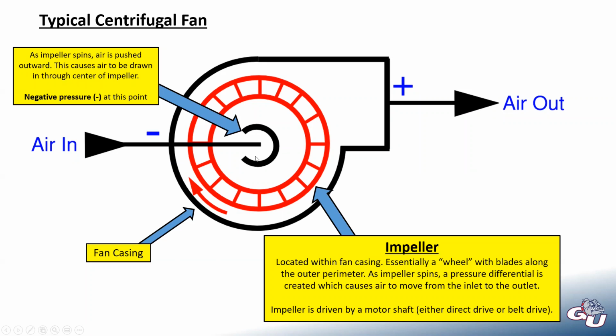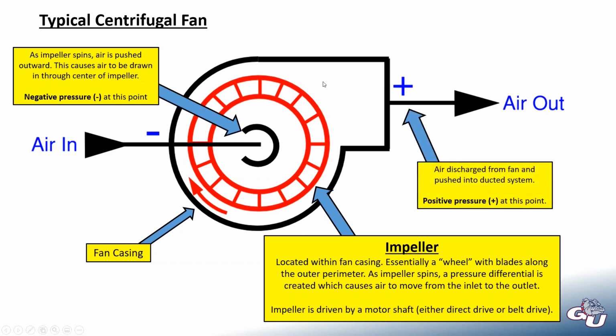So imagine a hole in the fan right here, dead center of the impeller. And so as it spins, it pushes air in an outward direction, which essentially creates a vacuum. And that vacuum that's created will want to suck in air wherever it can, which is going to be in the center of the impeller. So going into this fan, this will be the negative pressure point because it's sucking air in. And then on the outlet of the impeller, that's going to be our positive pressure point.